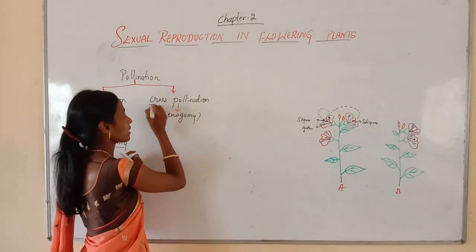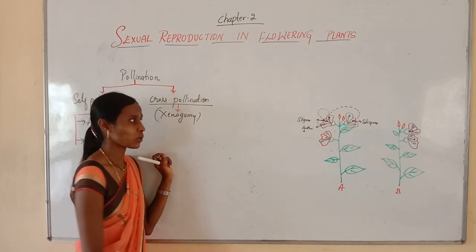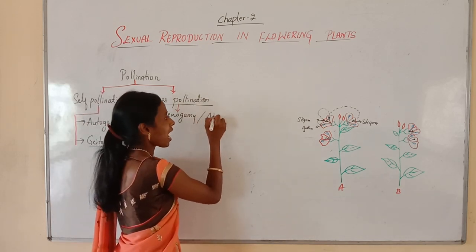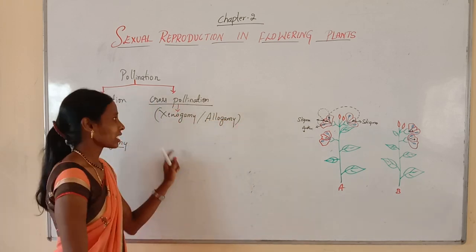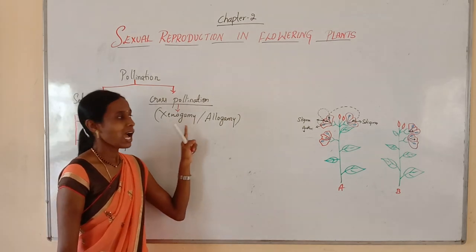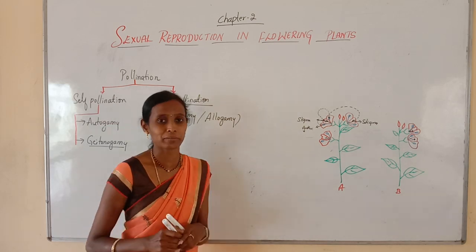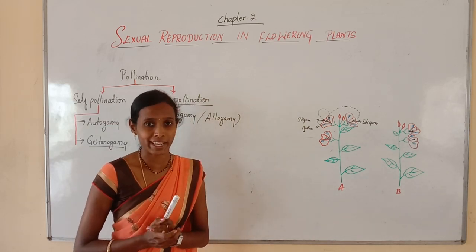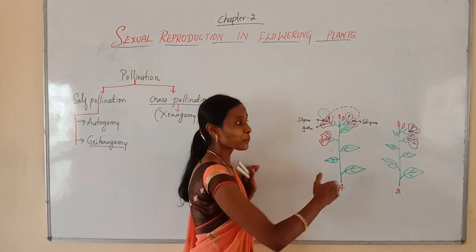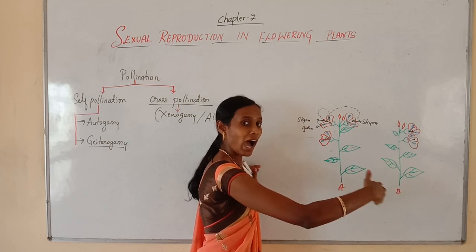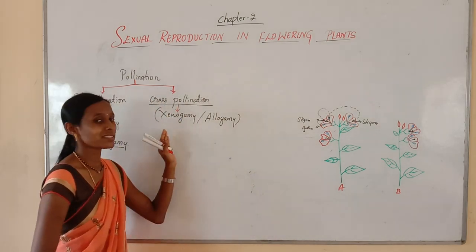In this class, we will be talking about cross-pollination, which can also be called xenogamy or allogamy. Then what is xenogamy? Xenogamy is the transfer of pollen grains from the anther of one flower of one plant to the stigma of another flower of another plant of the same species.